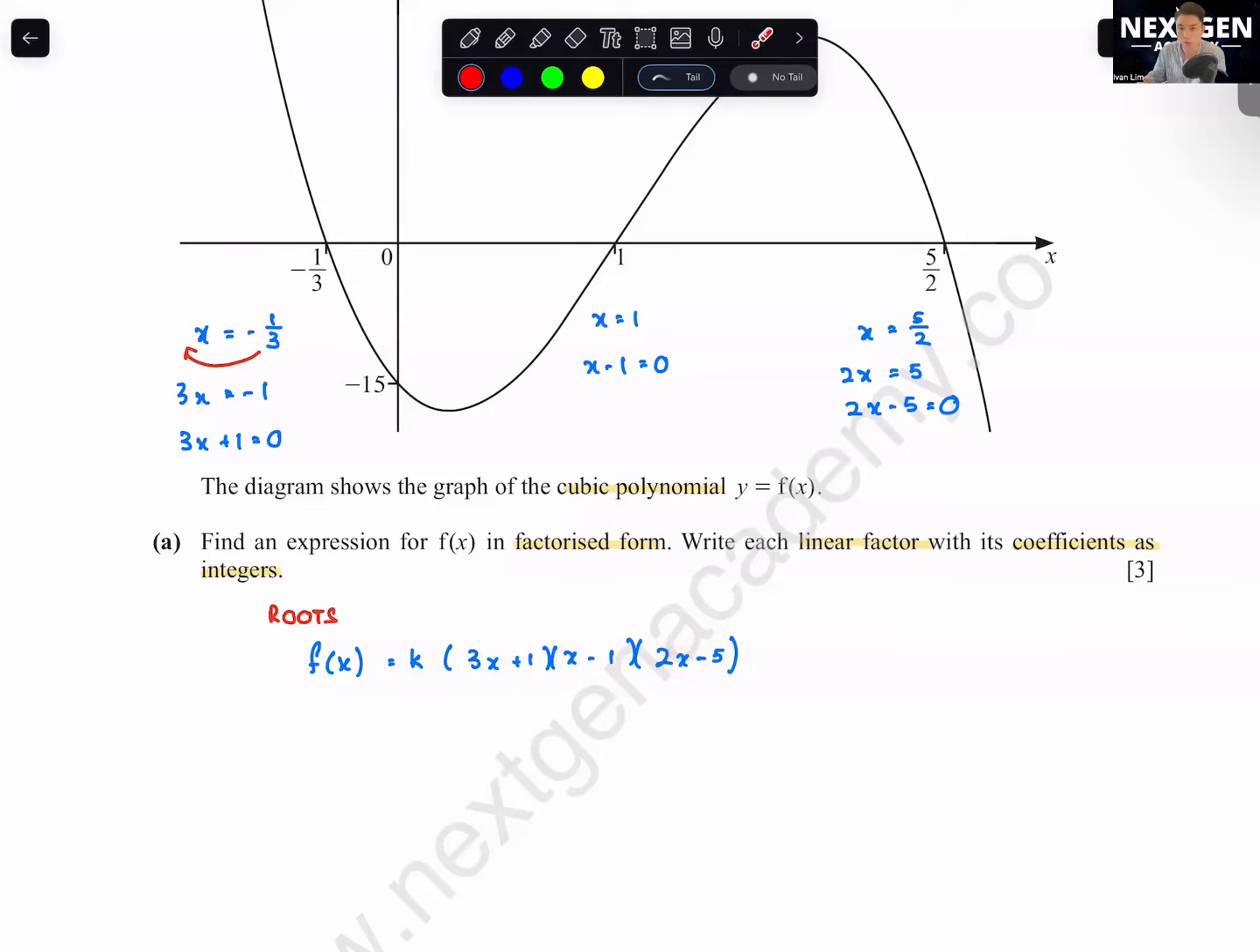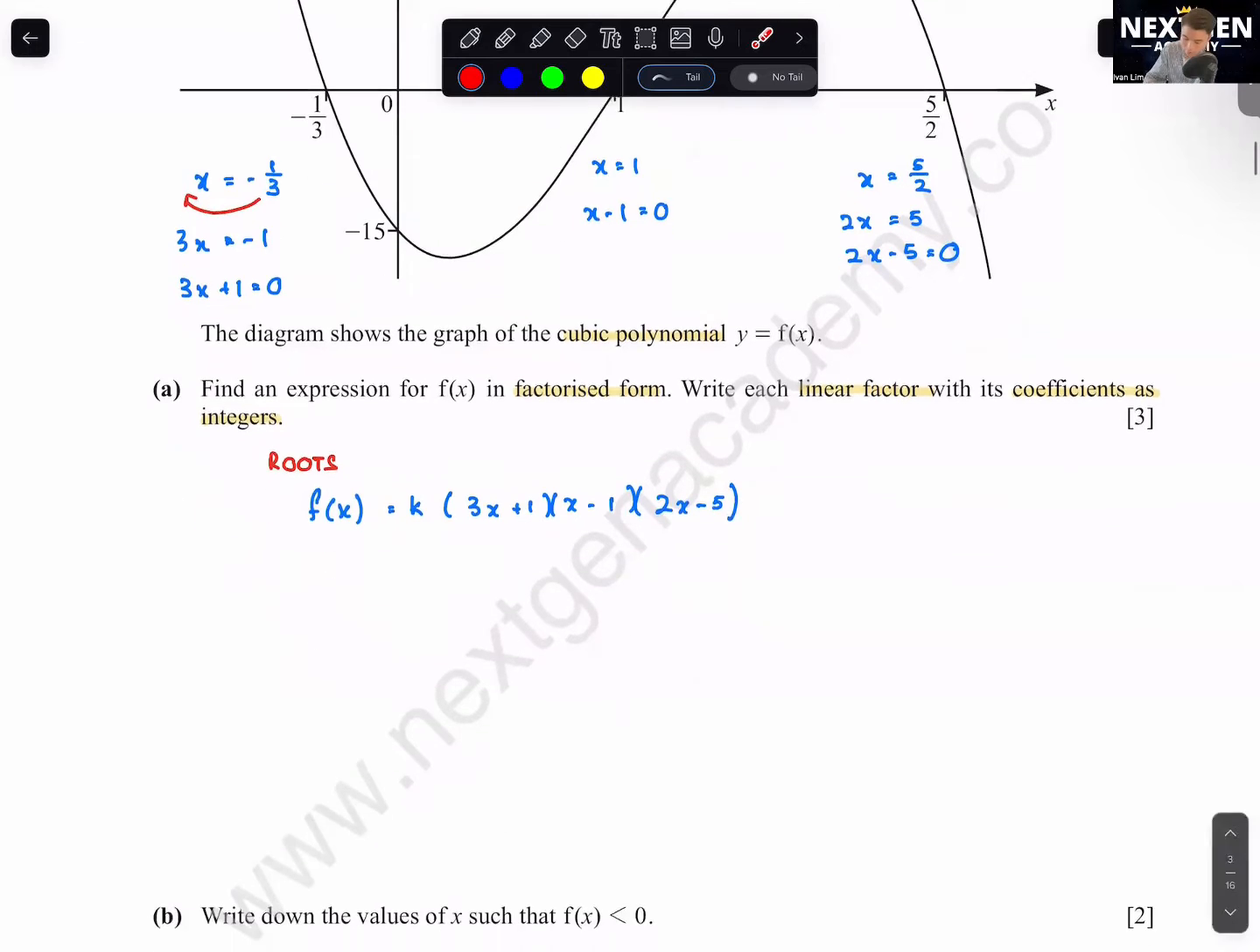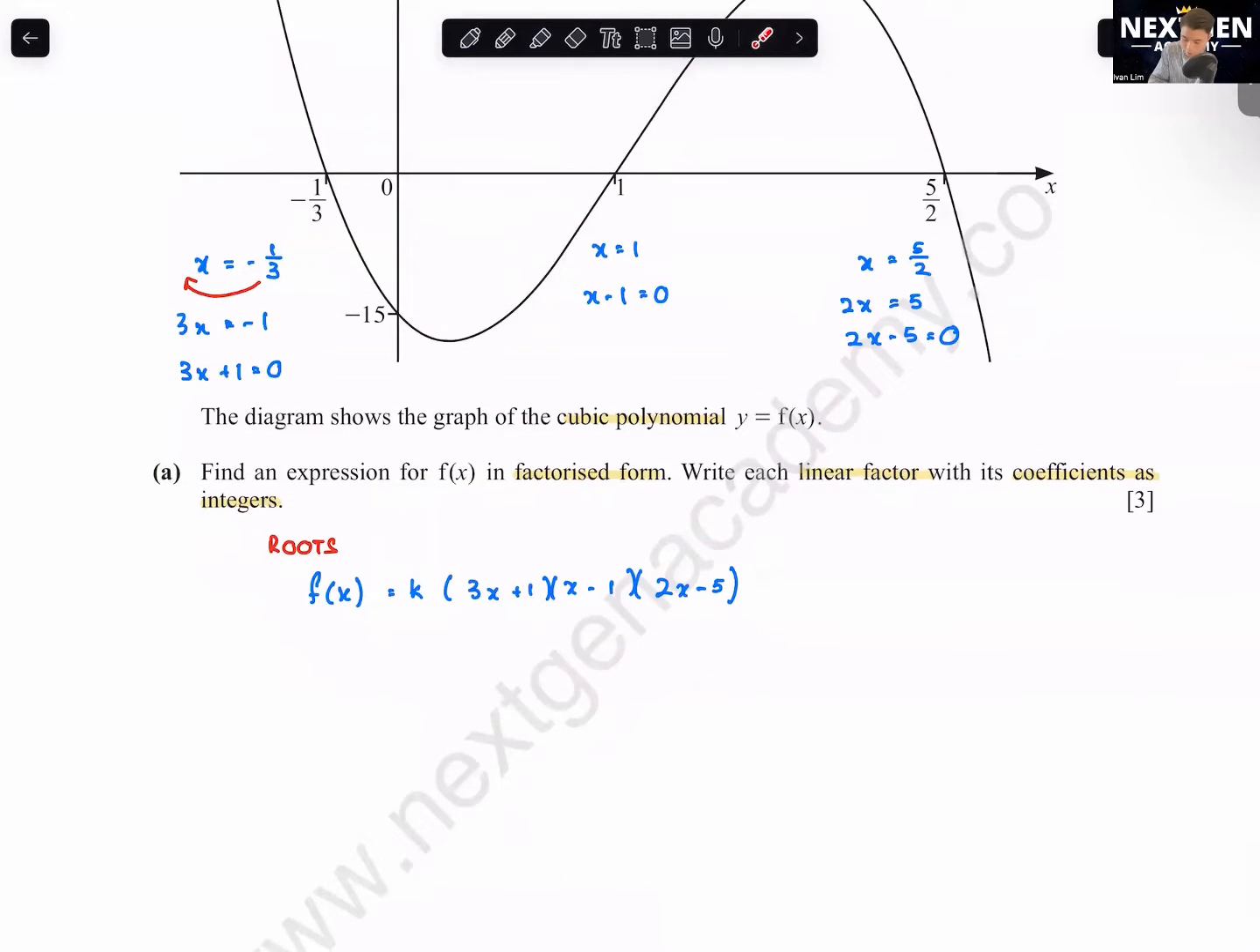There's no x squared, there's no 1/x, there's no x cubed. Okay, next thing. Now we're going to use the y-intercept. For me to find the k value, we have to use the y-intercept. So we got this value here, (0, -15). We substitute into the equation, so you get -15 equals k.